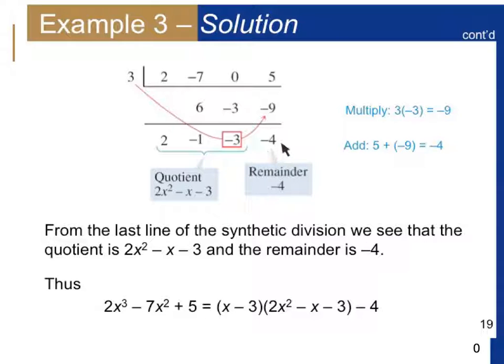So remember that last column we get is our remainder. And this is our quotient, 2x squared, the coefficient of x squared, minus x minus 3. Okay. So that's our quotient. We saw that from doing the long division. So we can say 2x cubed minus 7x squared plus 5 is equal to x minus 3, our divisor, times the quotient, 2x squared minus x minus 3, our answer, plus the remainder, which is minus 4.